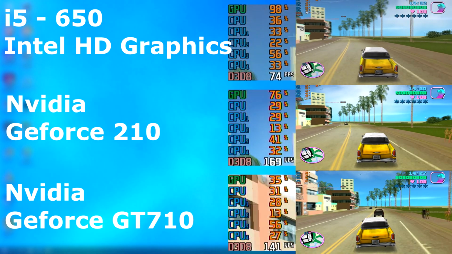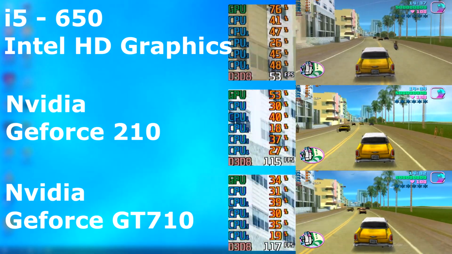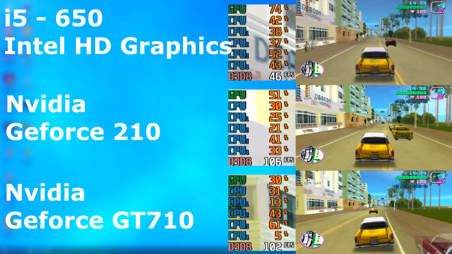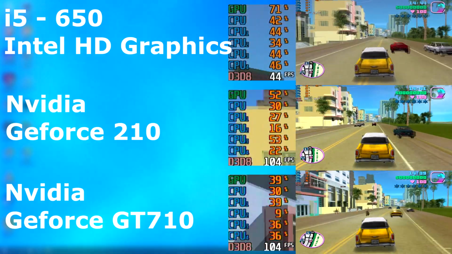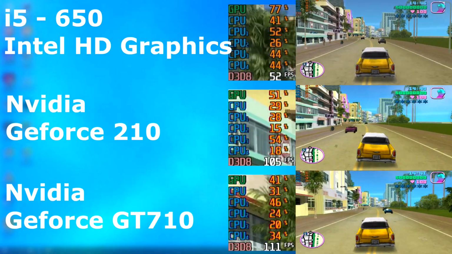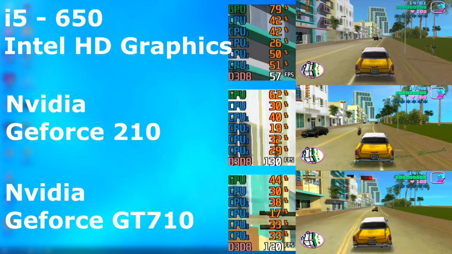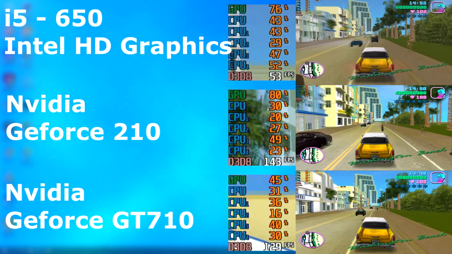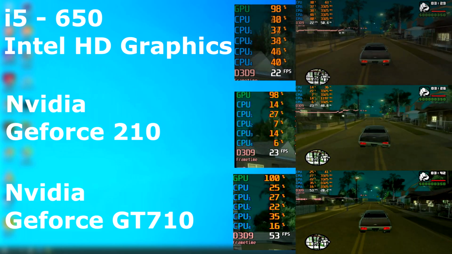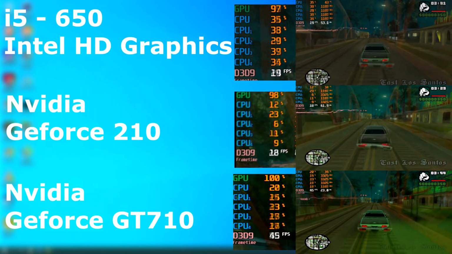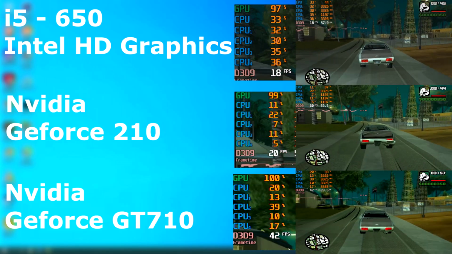Now, Vice City was no problem at all for any of them, and the 210 and 710 performed about the same. But as you can see, there's more to it, because the 710's GPU usage was far lower than the 210's, so it was probably down to something like memory bandwidth. With San Andreas, we're back to the 710, once again pulling in twice the frame rate of the 210.